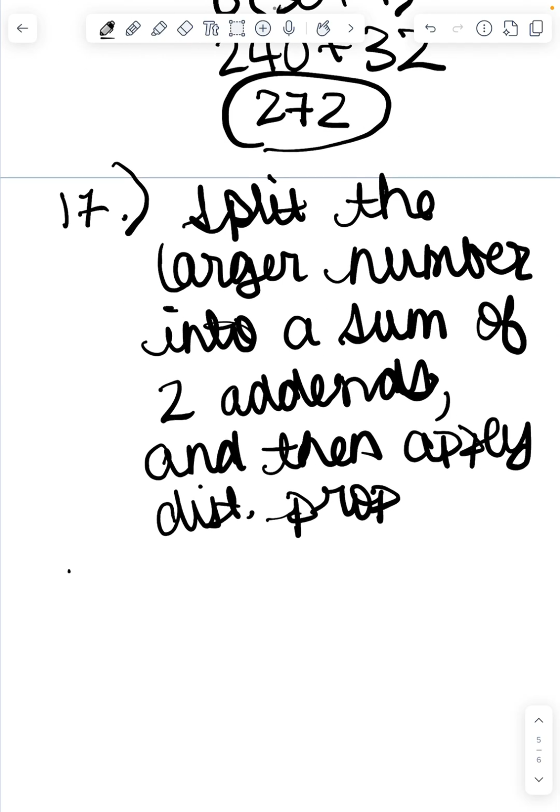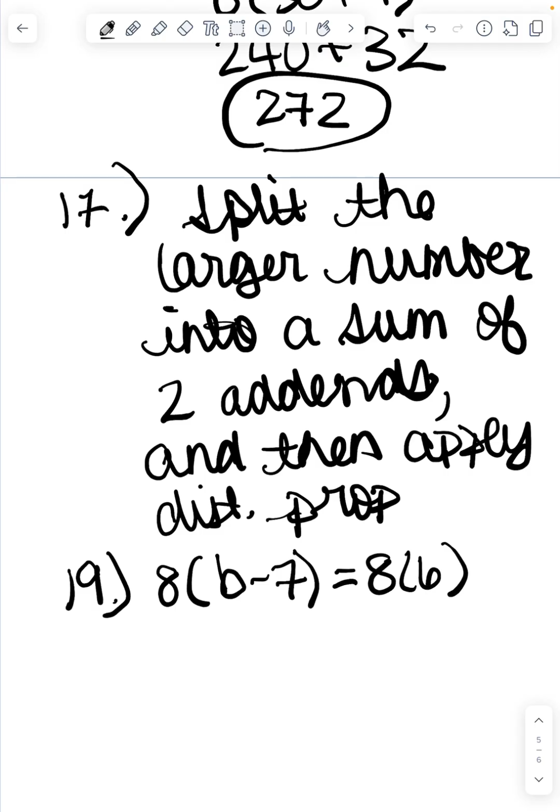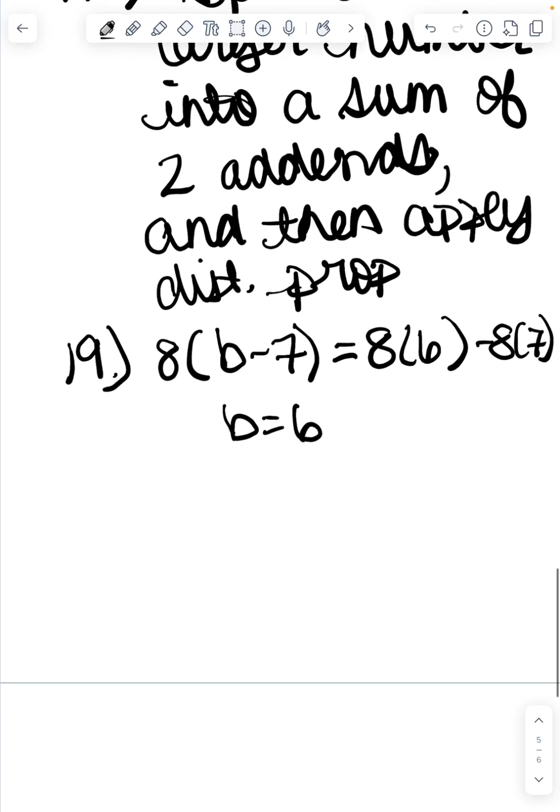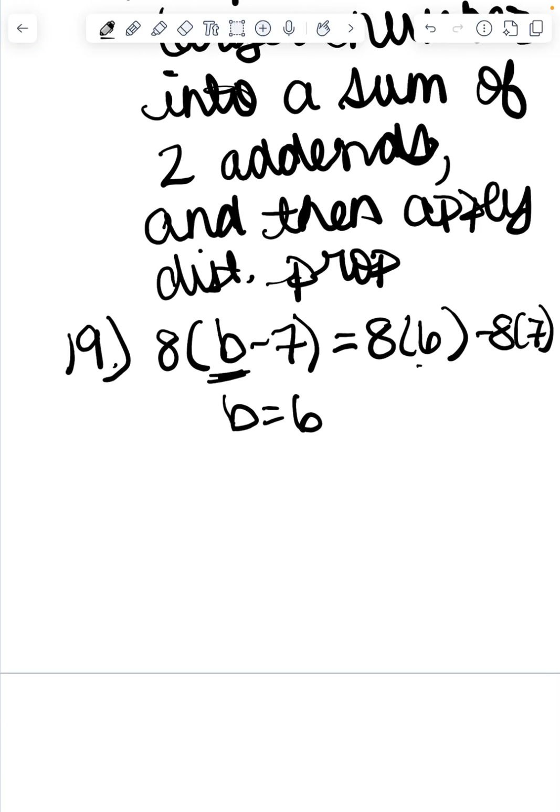Number 19. All right, flip the page here. Number 19, use the distributive property to find the value of each variable. In number 19, we have 8 times the quantity b minus 7 equals 8 times 6 minus 8 times 7. In this case, b would have to be the 6. That's the thing that's missing and would match up. So if you multiply 8 times b, it's telling you on the other side 8 times 6. So that means the b is 6.